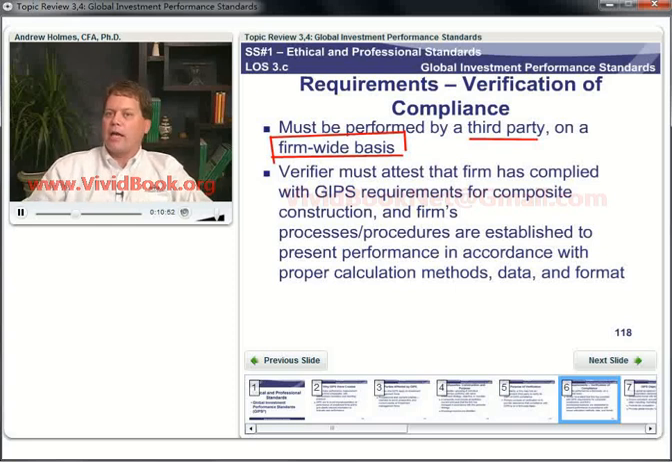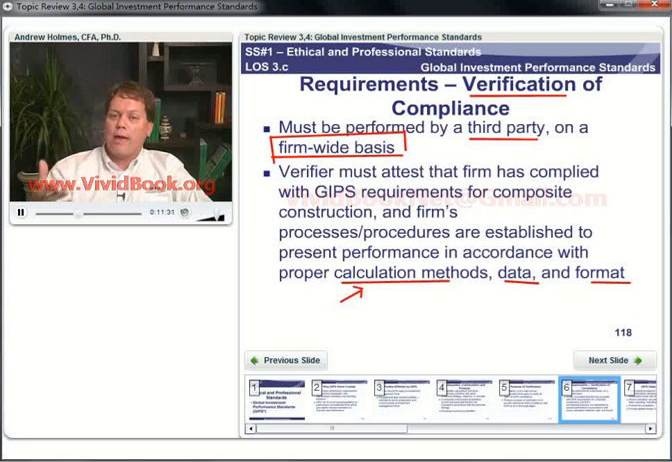The verifier, again, remember, we're still talking about verification, must attest that the firm has complied with GIPS requirements for composite construction, that's one, for the firm's processes and procedures, for presentation, and also calculation method, the way they collect the data, and the format they use. So it's a fairly extensive process to go through and verify this GIPS compliance. And things like calculation method, if you're not familiar with the difference between arithmetic and geometric means, for instance, that's the first thing we'll do when we get to study session 3.